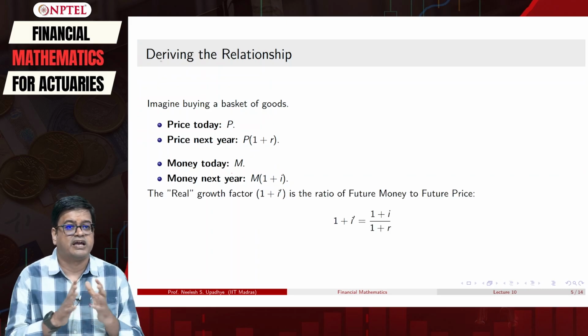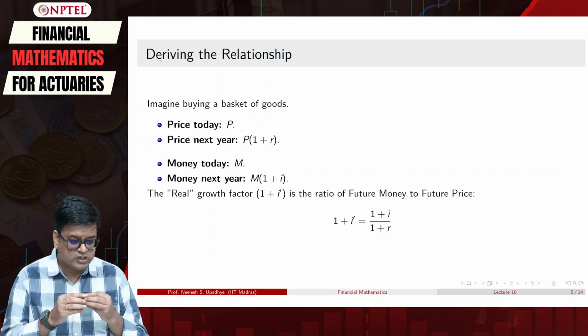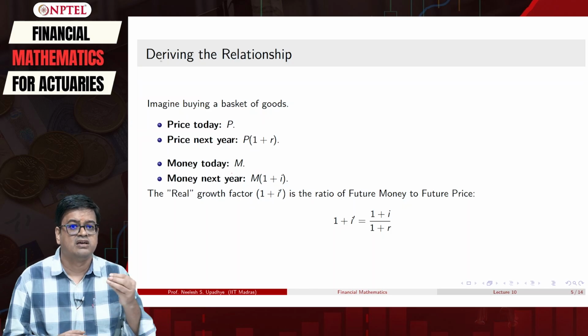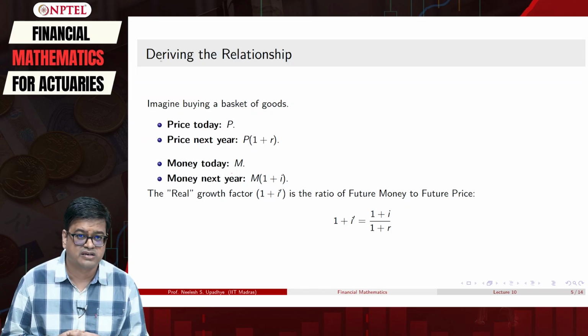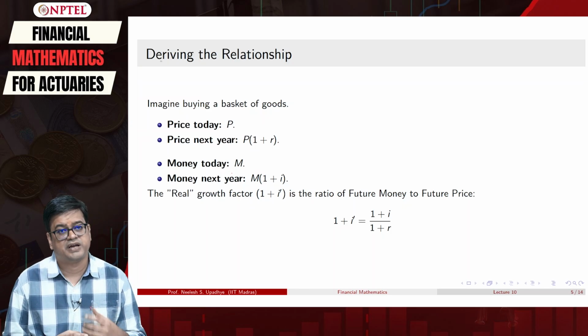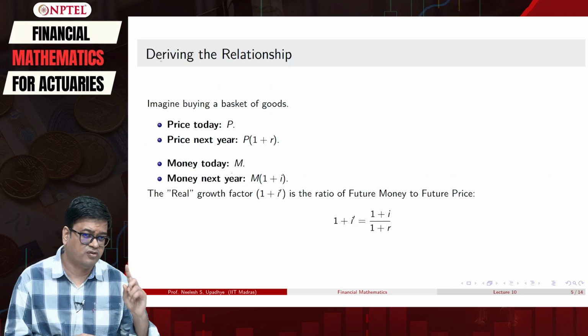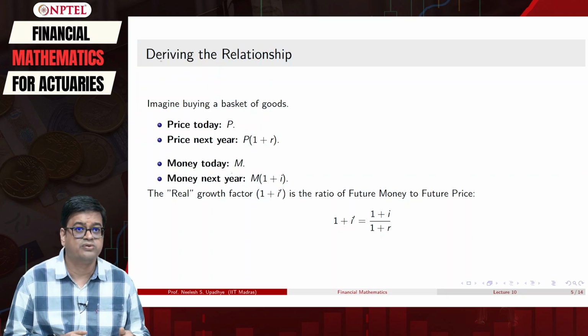So you look at your accumulated capital. What will be the accumulated capital? 1 plus I is what you are earning, and 1 plus R is the price of 1 unit of goods that you are going to buy, right. So 1 plus I by 1 plus R.